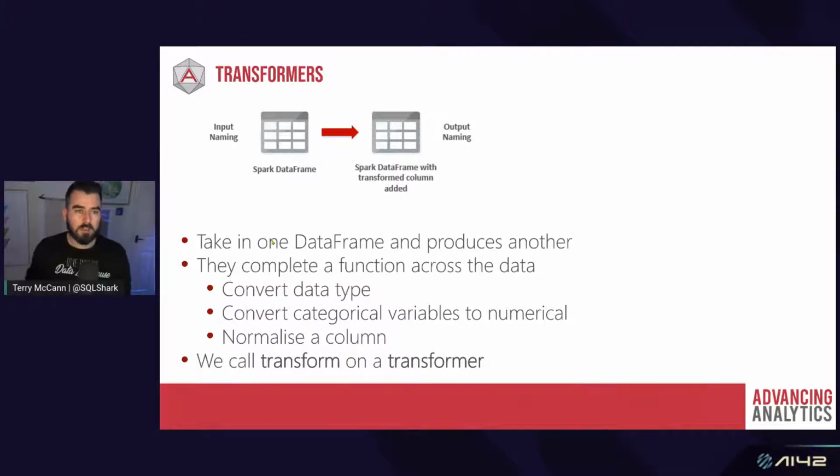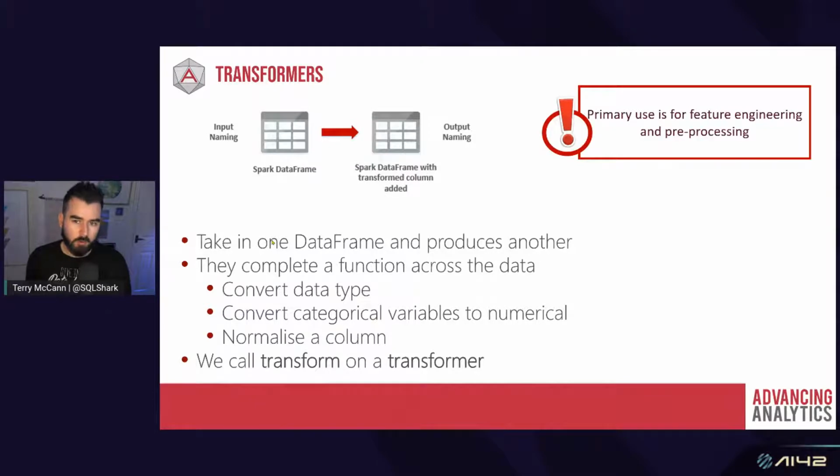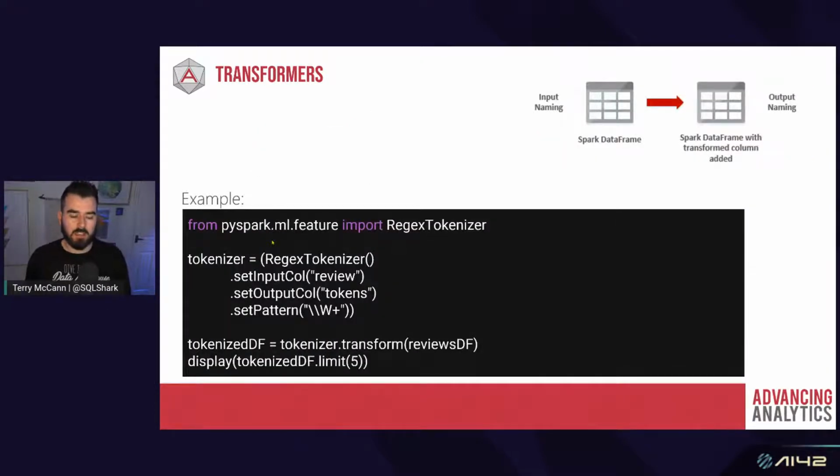So a transformer is something that you might want to use if you need to make some kind of change to your data, and that is a change that doesn't require you to look at the data. That might be changing the type, converting something, or trying to normalize some data. Typically, we'll call transform on a transformer, and one of them might look something like this, okay? This is a Regex Tokenizer, so all it does is take a corpus of text, a string of text, and break down every single word in there into an array of individual words, okay? And it looks a bit like this.